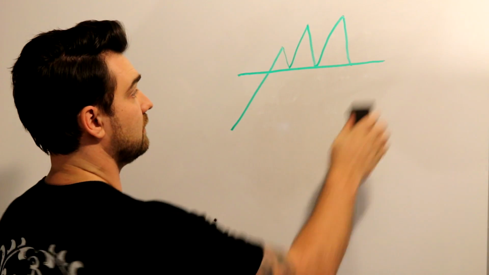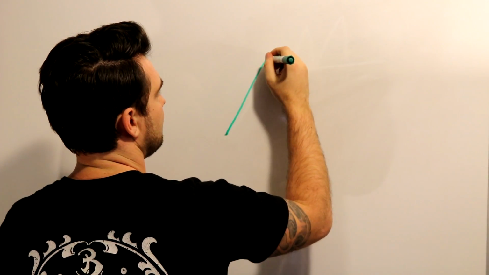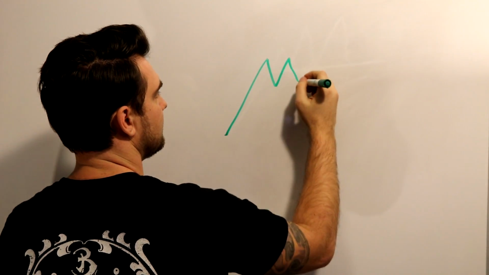So let's just take it a step further, and we're looking at a channel, okay? If I'm looking at a chart and I see that it falls within a channel, it's going up here at this resistance, comes down to a support, goes up to resistance.